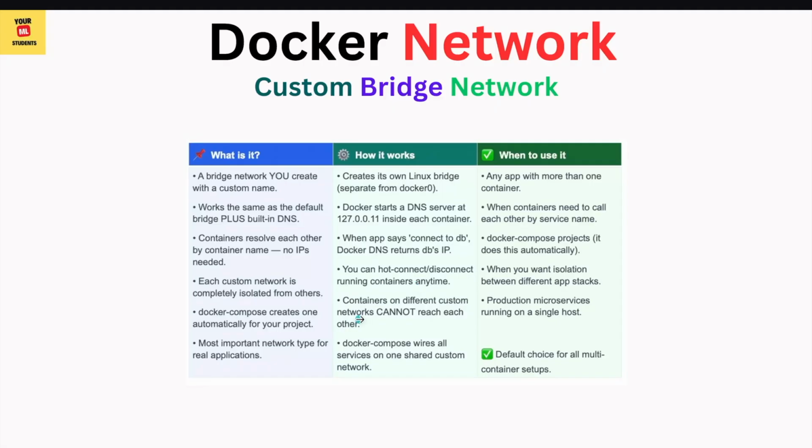Containers on different custom networks cannot reach each other. You have to make sure that your containers are under the same network, then only they can communicate. Docker Compose wires all the services onto one shared custom network. Docker Compose does it very easily, and we will discuss that.